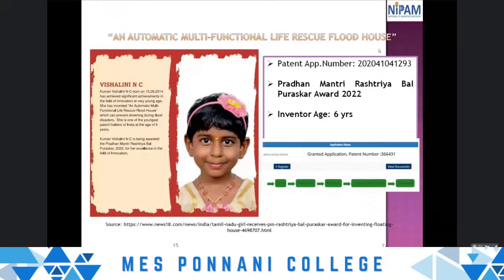So with this invention, she became the youngest patent holder in India. This basically shows that there is no age limit for innovation. There is no age limit for filing a patent as well. The only requirement is that you need to have an invention which satisfies the patentability criteria.